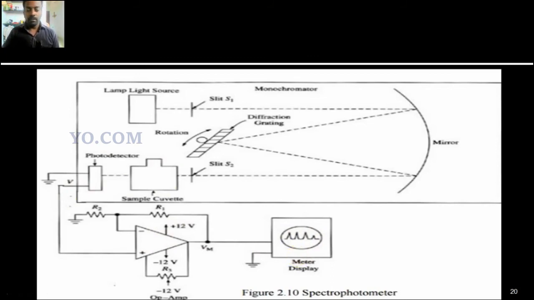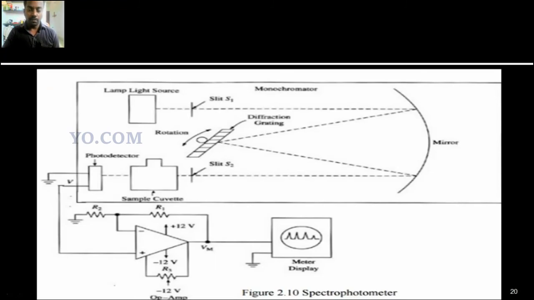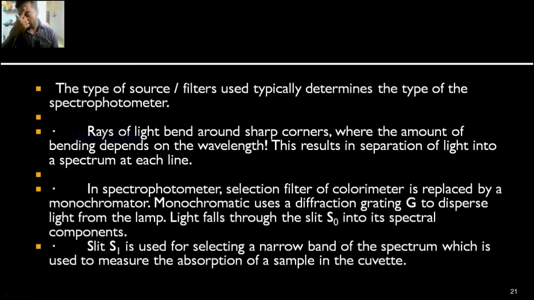The type of source or filter used typically determines the type of spectrophotometer. The rays of light bend around a sharp corner, where the amount of bending depends on wavelength. This results in separation of light into a spectrum at each line. Actually, here the light is separated according to the requirement. The wavelength is separated.